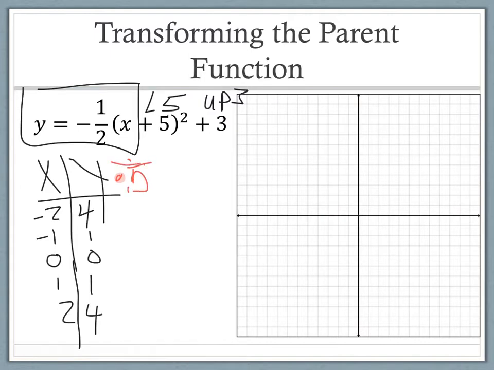So times them all by -0.5. Okay, so we're going to end up getting -2, -0.5, because half of 1 is just a half. Okay, 0, -0.5, and -2. Now let's go ahead and graph these points.